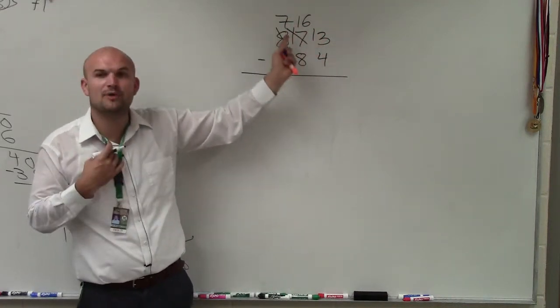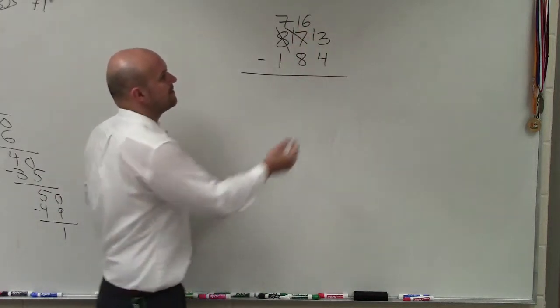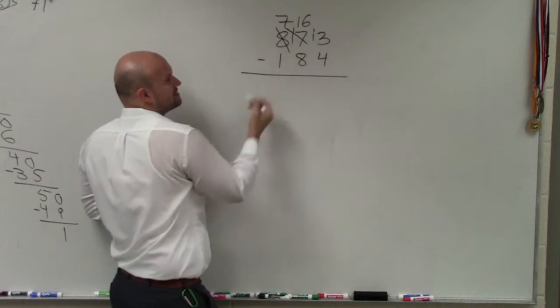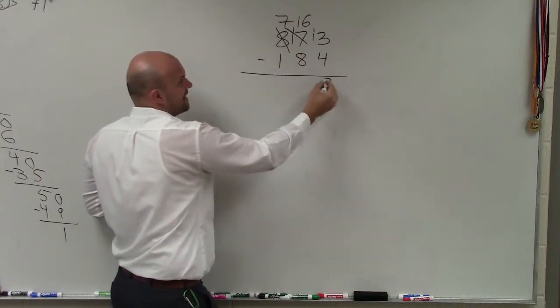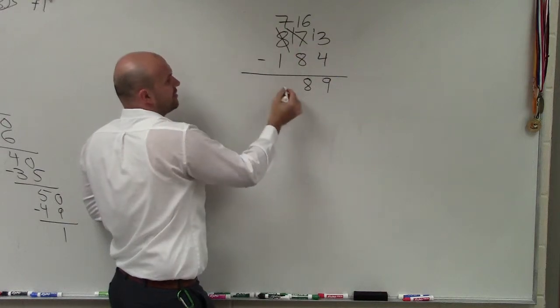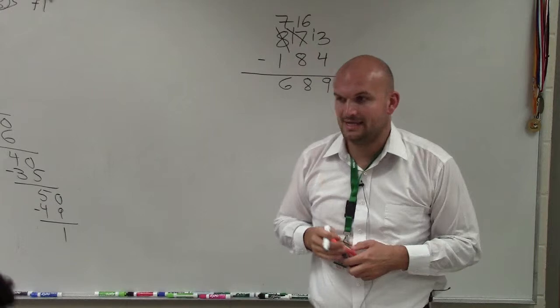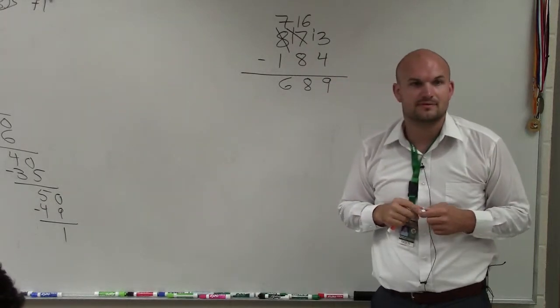All you're simply doing when you're borrowing is adding your 10 to your 10's digit. Then I can simply subtract. 13 minus 4 is going to be 9. 16 minus 8 is 8. And 7 minus 1 is 6. So therefore, I have 689 as the difference. OK?